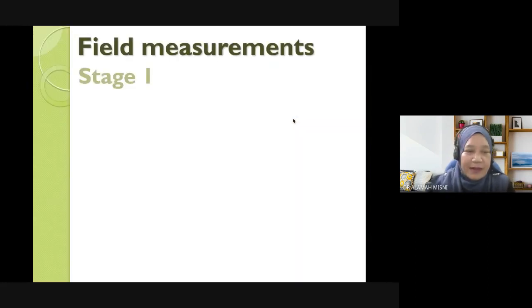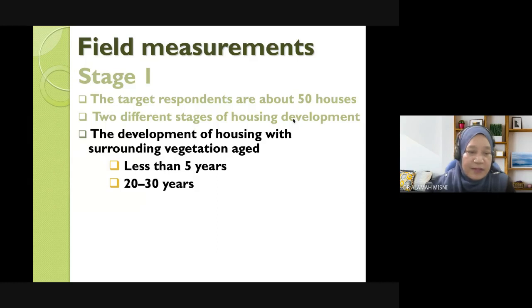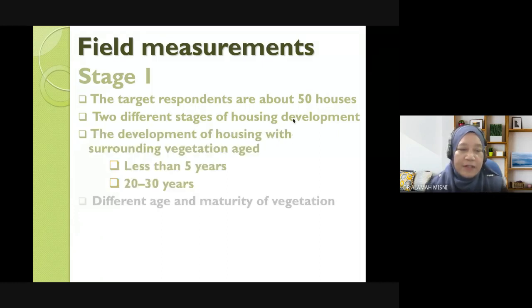So next is field measurement. So I divided my field measurement into two stages. So the first one, the stage number one, my field measurement. In stage one, the target respondent or house about 50 houses. So the research was undertaken in two different stages of housing development. The first development of housing is less than 5 years age, and the second, the housing development with surrounding vegetation age from 20 to 30 years.